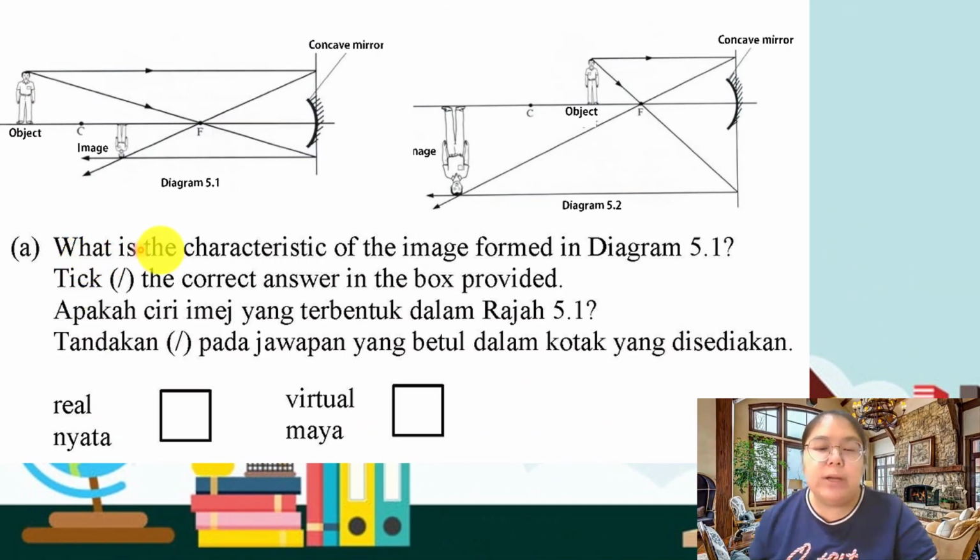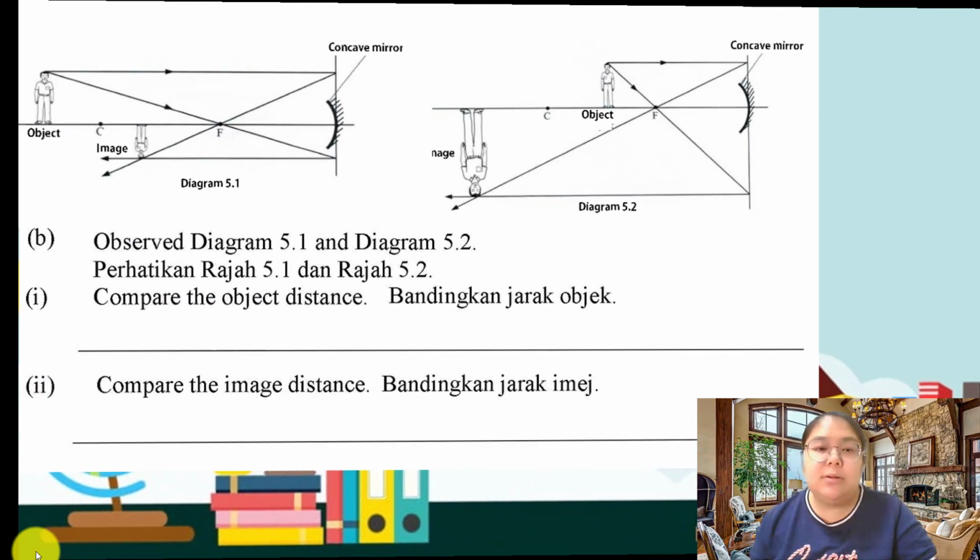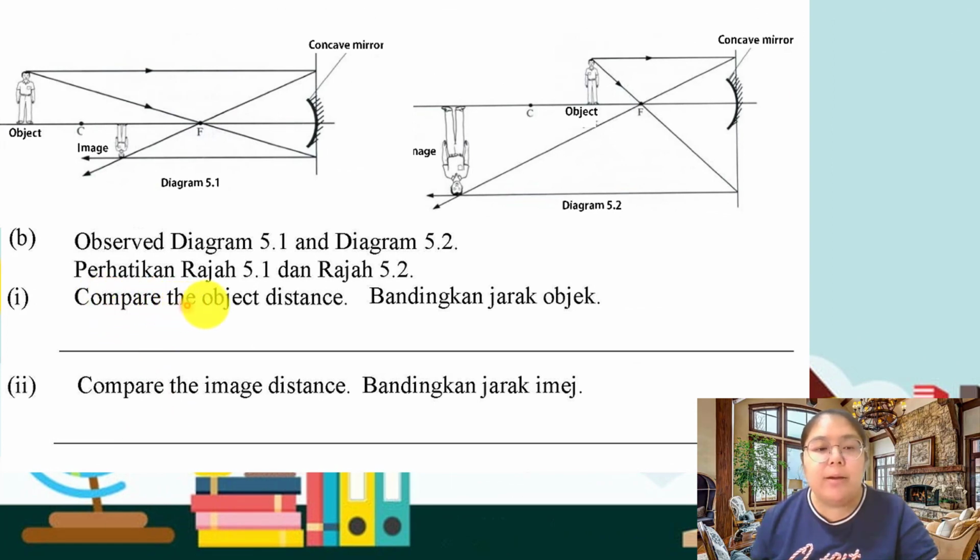What is the characteristic of the image formed in 5.1? Real or virtual? Virtual must be in part 2, is it? Now your image is in part 4, so the answer must be real. Then we continue and compare again. Compare the object distance. Object distance in 5.1 is further, and 5.2 is shorter. So you start with the question: object distance for diagram 5.1 is bigger than 5.2. This one we call a full sentence.